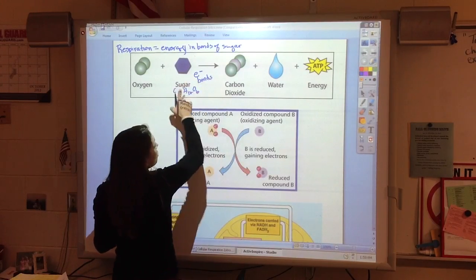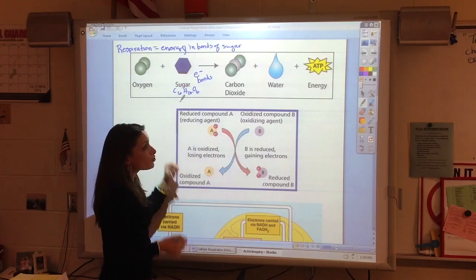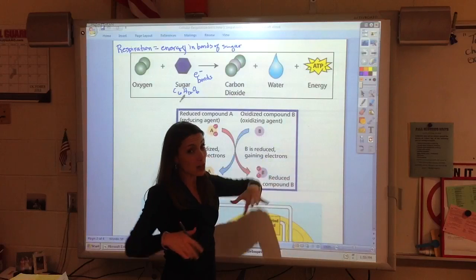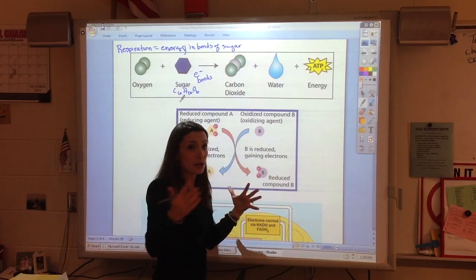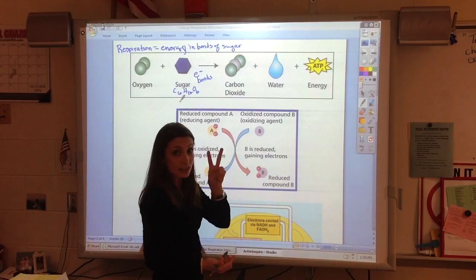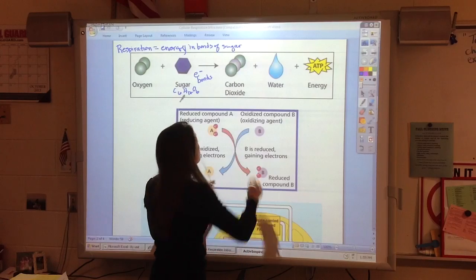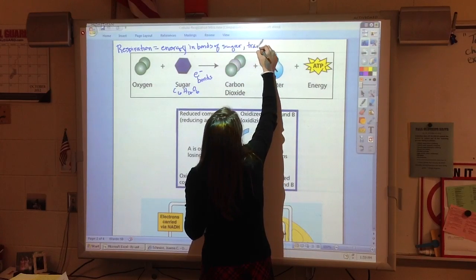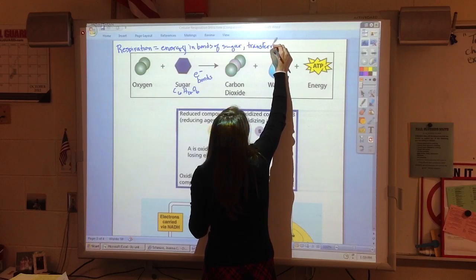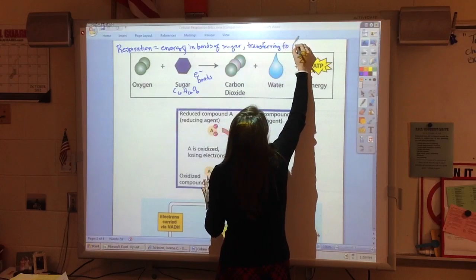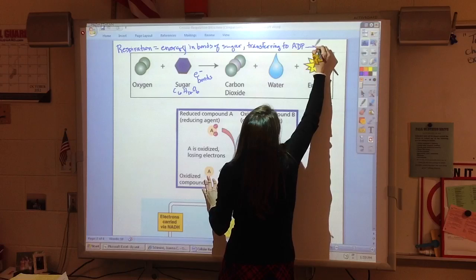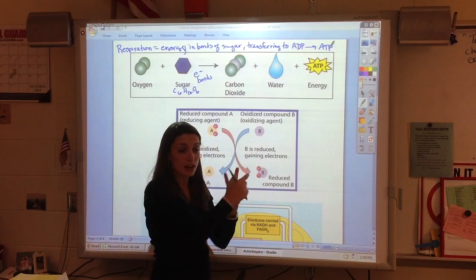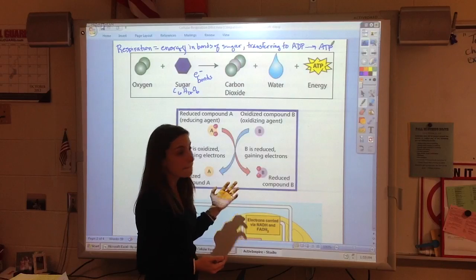So we take the energy that's in these bonds, and we transfer that energy to a different bond. So energy is not being lost. It's not being created nor destroyed. That's that second law of thermodynamics. We're taking the energy in the bonds of sugar and we're transferring it to ADP to make ATP. Adenosine diphosphate, adenosine triphosphate.